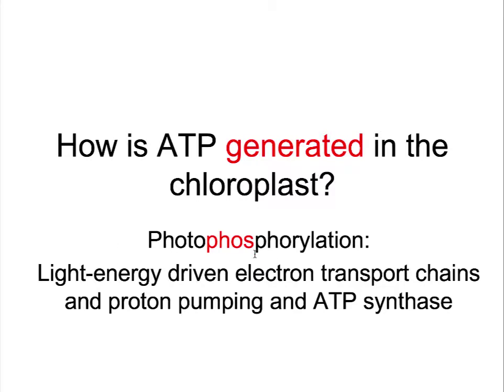During photophosphorylation, the energy from light is used to drive the transport of electrons through electron transport chains, which result in protons being pumped and then ATP being synthesized. That's the main learning objective of this entire chapter, that students understand how this process of photophosphorylation takes place.